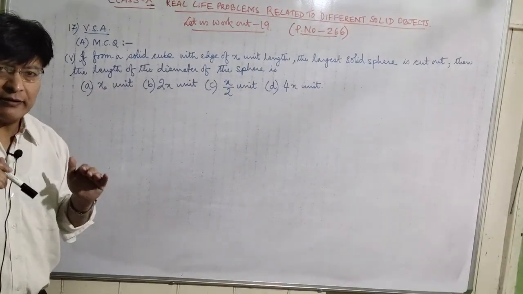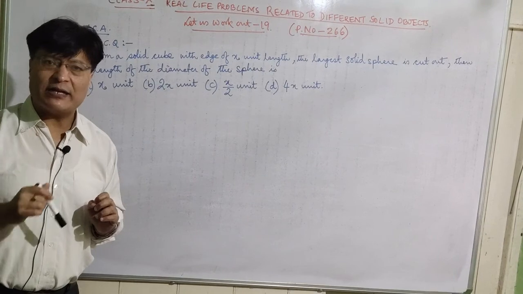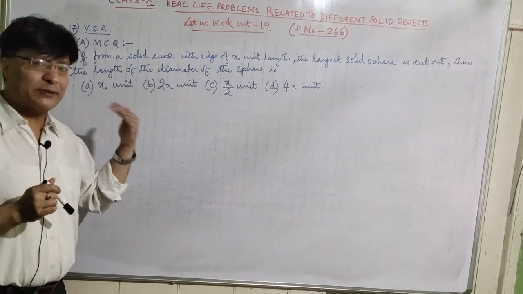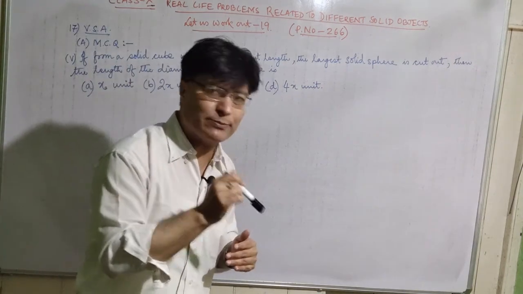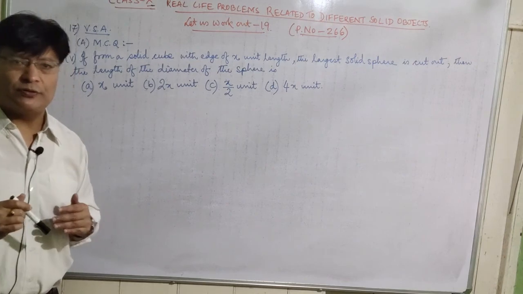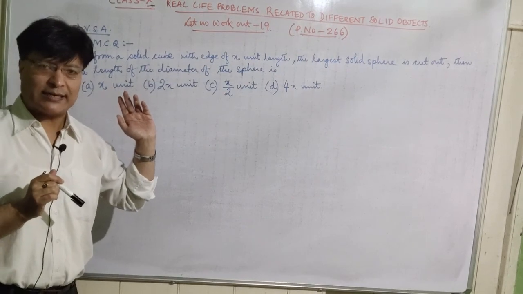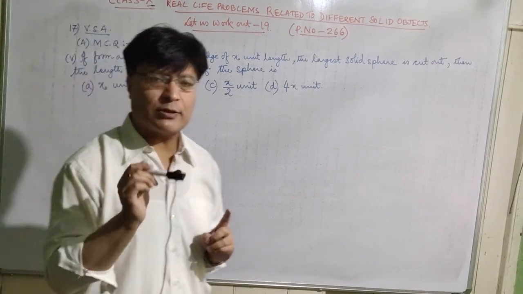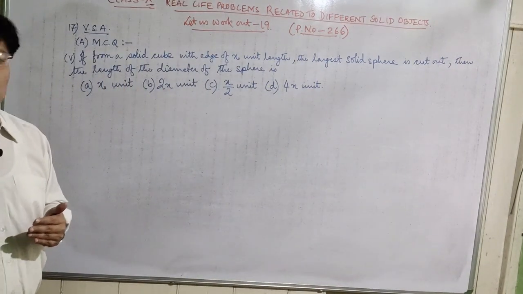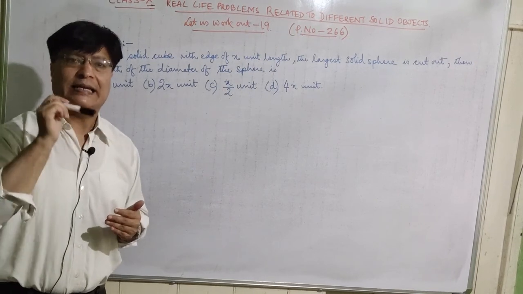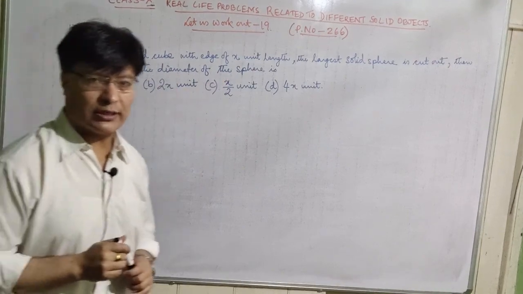Now from there the largest solid sphere is cut out. So you have to find out the diameter of that largest sphere that has been cut out from the cube of each length of edge x unit. Is that clear? The largest solid sphere is cut out, so you have to find out the diameter of that largest sphere. Whether it is A, B, C or D, you have to choose the correct option.